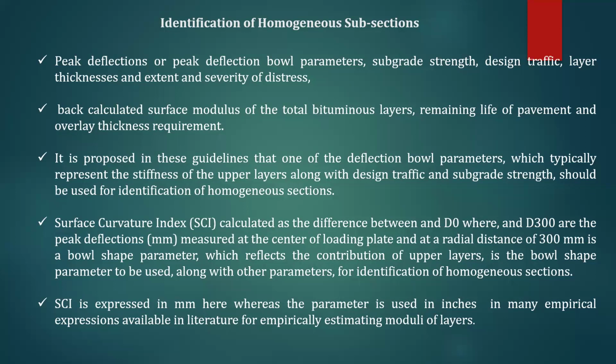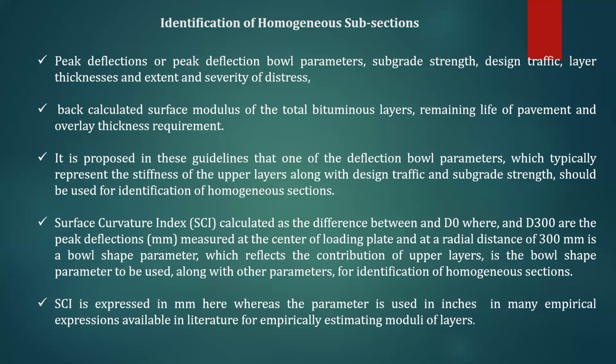So peak deflections, deflection bowl parameters, subgrade strength, design traffic, and layer thickness, all these things should be taken into consideration. Basically, the surface curvature index is one of the most important parameters. It is the difference between the deflection exactly below the load and the deflection at 300 mm. That difference is called the surface curvature index. That is one of the most important bowl parameters which is used.